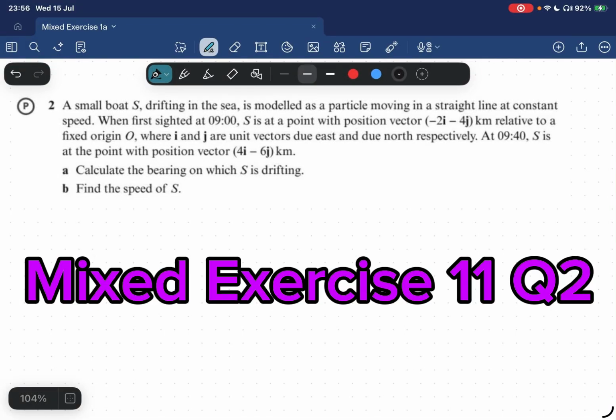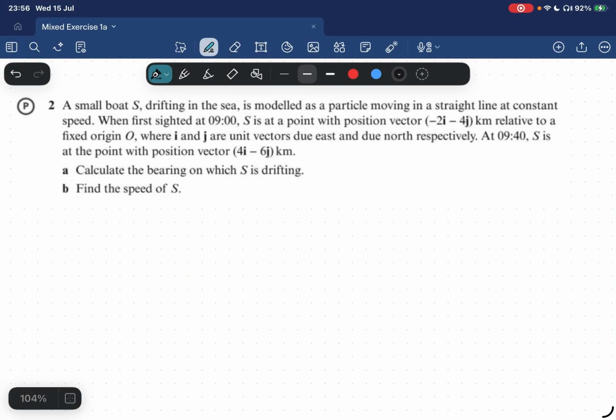Here we have question 2, and it's one of those questions where, when you're revising, it throws you off straight away because there's just so much information. Too much information for a math student. Okay, but we'll break this down.